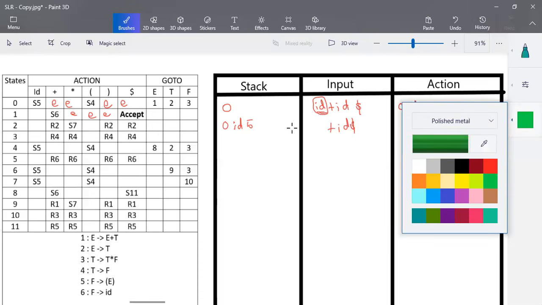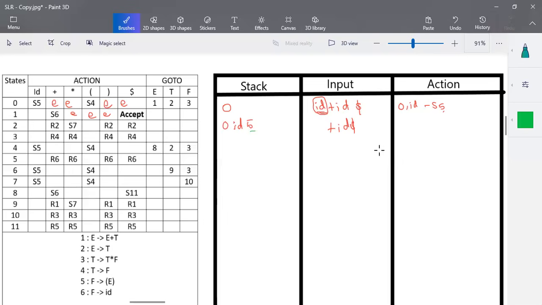The second step: the topmost element of the stack is 5, and the next token in the input is plus. So what is the corresponding entry for 5 comma plus? It is R6. R6 means reduce with production number 6. What is production number 6? It is F tends to ID.